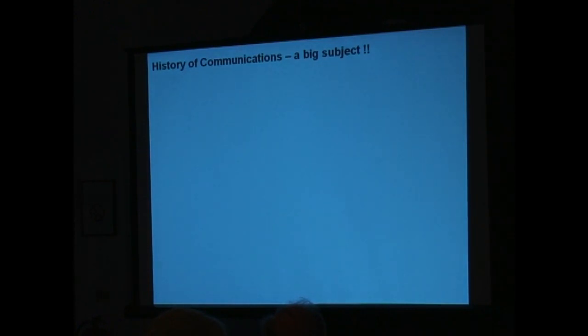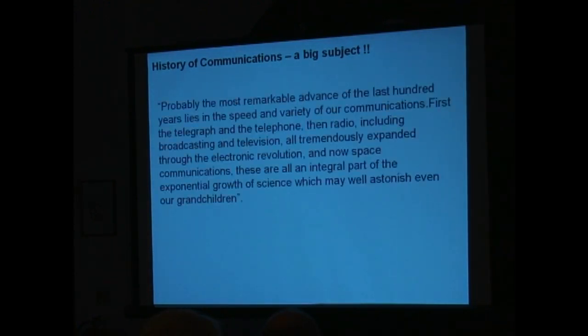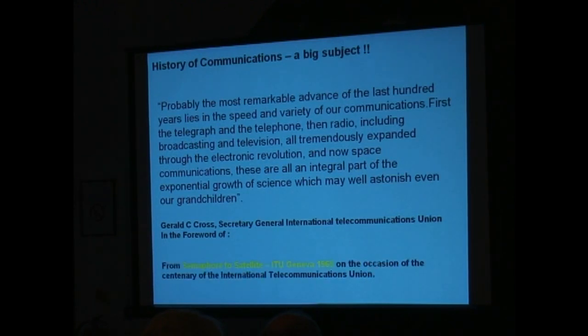Okay, this is an enormous subject, ladies and gents, and I'm only going to cover some aspects of it. For those of you who like to read up on some of these things, there are some very interesting books, and one in particular is the book From Semaphore to Satellite, produced on the occasion of the centenary of the ITU in 1965. And in the introduction, the Secretary General of the Society made this comment: probably the most remarkable advance in the last 100 years lies in the speed and variety of our communications. The telegraph, the telephone, radio, broadcasting, television, and so on and so forth. I'm going to touch on some aspects of the telegraph, some aspects of the telephone. I'll skirt over radio and television very quickly and talk about how the electronic revolution has virtually changed the way in which we communicate and the way in which our computer systems actually communicate.